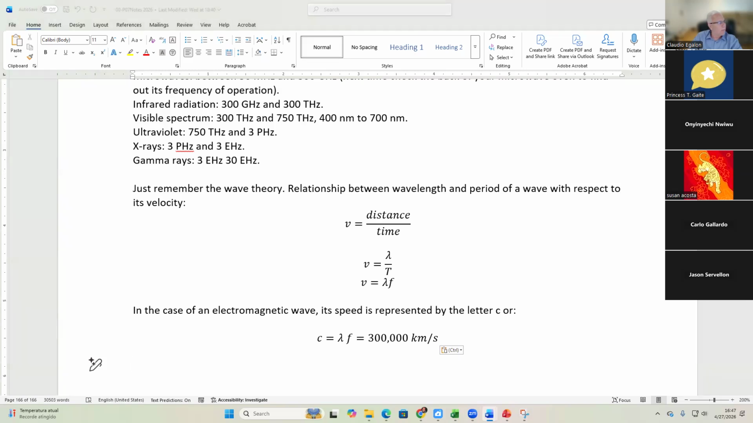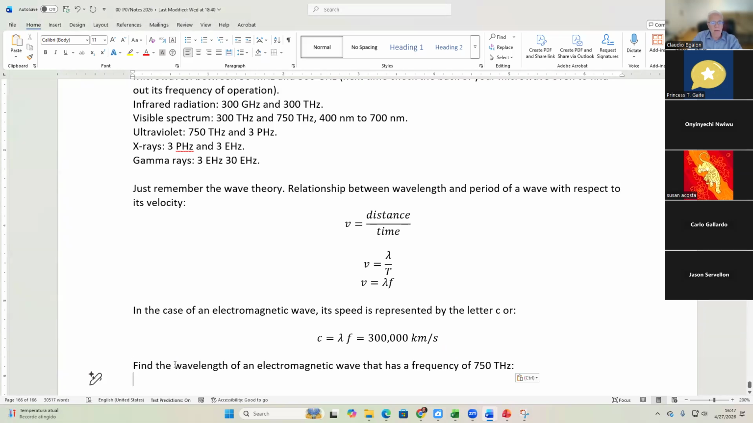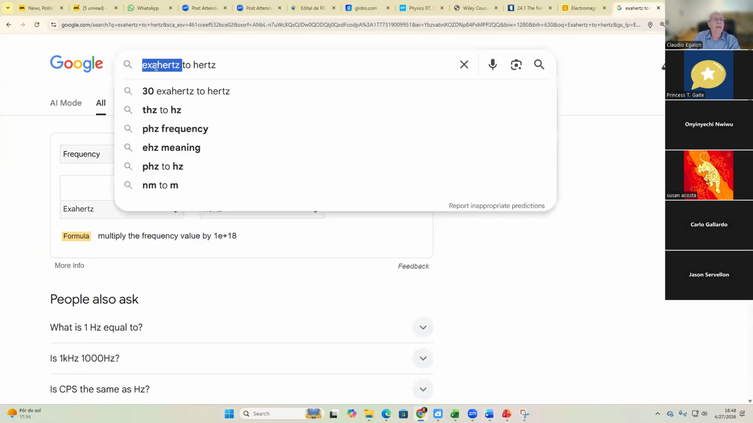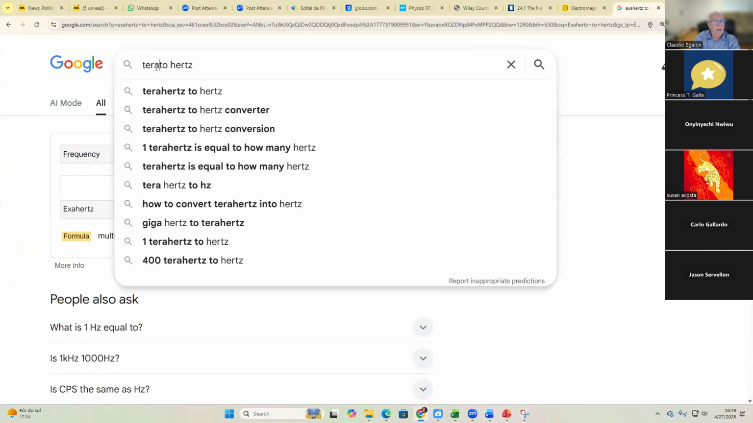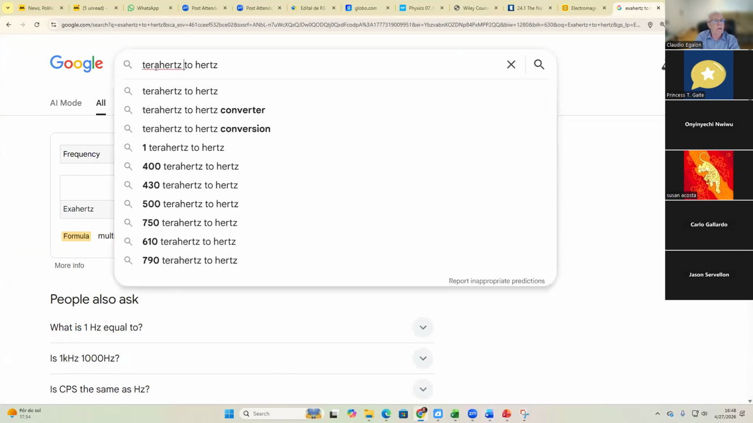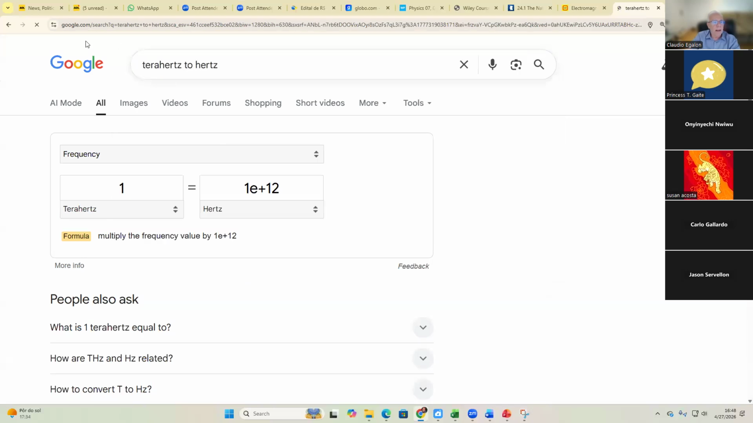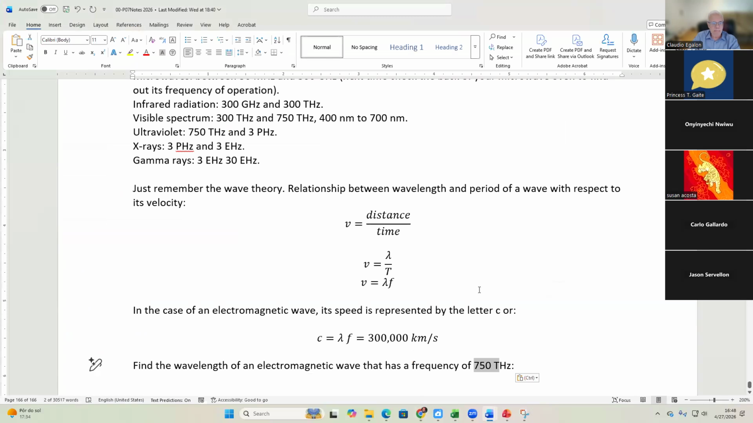And now we can, for instance, find out the wavelength. Let's do a quick example. Find the wavelength of an electromagnetic wave that has this frequency, 750 terahertz. You have to know what tera is all about, right? Terahertz to hertz, 10 to the 12.